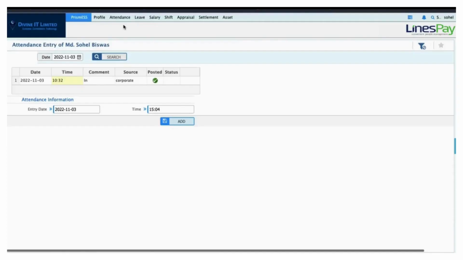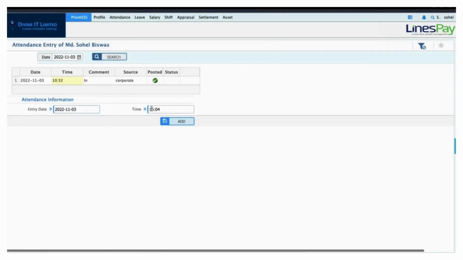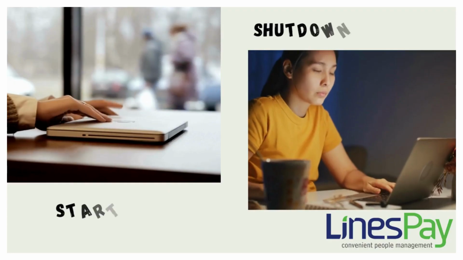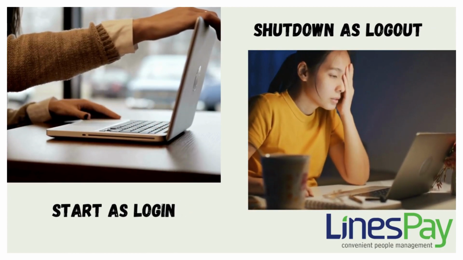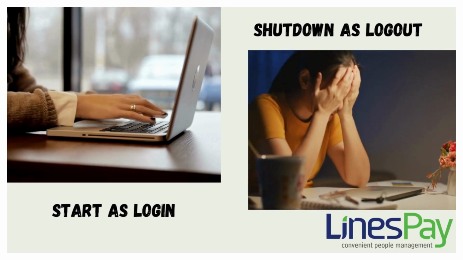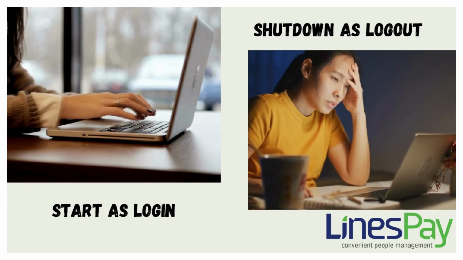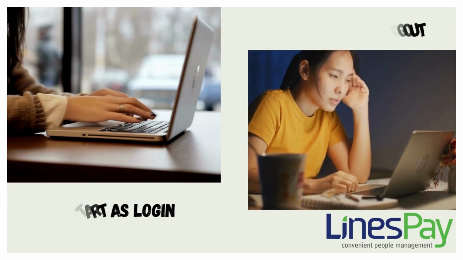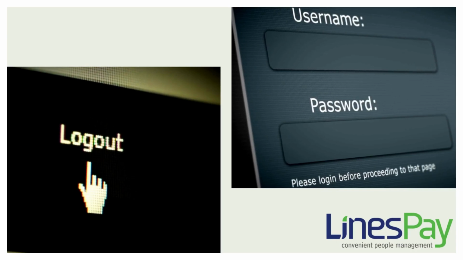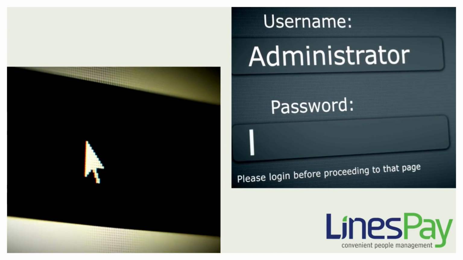But what if you don't have any attendance device? Don't worry. Attendance time can be tracked by software login or logout as an ESS portal provided by LinesPay. Even if an employee forgot to enter his or her attendance through the ESS portal, LinesPay will never disappoint you. The organization can determine the login or logout time by Active Directory login for log-based attendance. That means whenever an employee logs in or logs out from his or her Active Directory, it will be considered as the login or logout time.